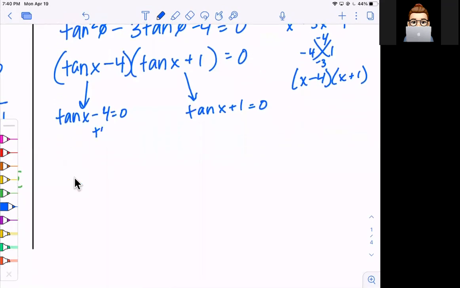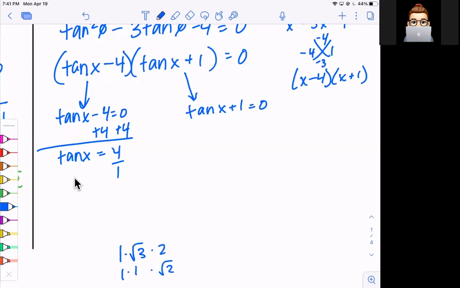I'm going to move that 4 over. Tangent x equals 4. Can't think of anything that would have 4, right? Like 4 over 1. That's not going to exist because that's not one of our triangles. Remember, we had 1, square root of 3, 2, and 1, 1, square root of 2. So 4 doesn't exist in any of them. So there's no solutions coming out of this, right?